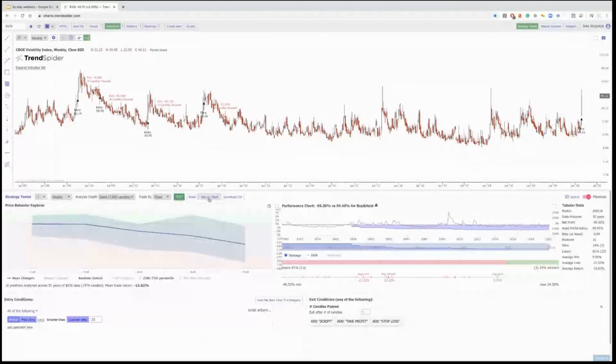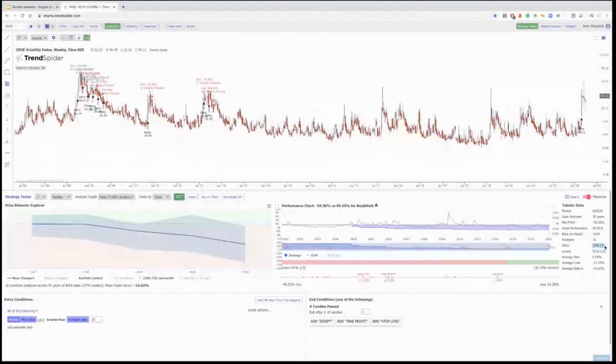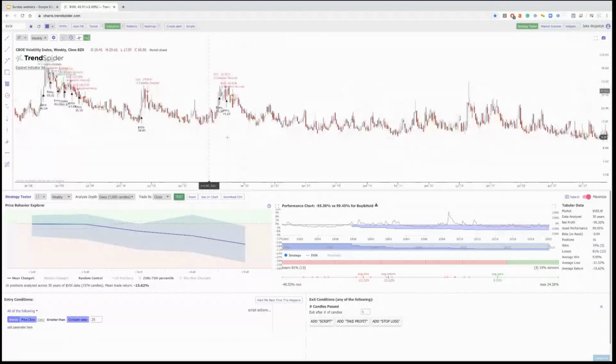So if we test that and see it on the chart, you'll see that we've got 16 different positions analyzed. The mean trade return is negative 15% after 5 weeks. So if we look at the statistics, there have been 3 instances where the VIX actually did continue up, and those were in the 2008 crisis.